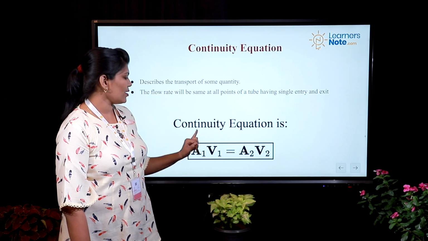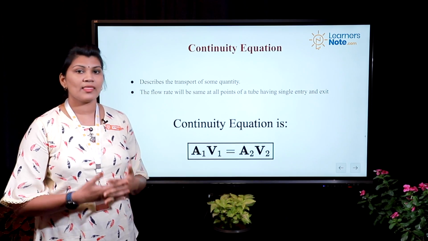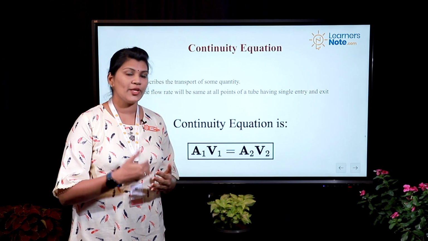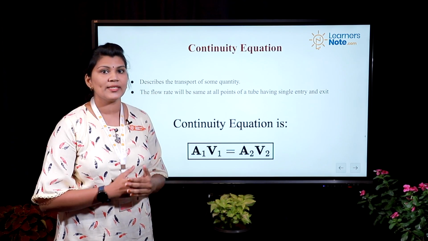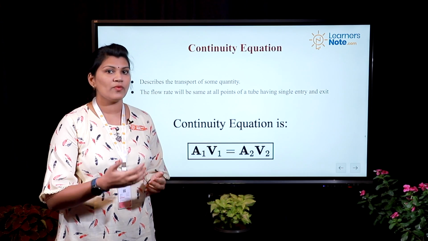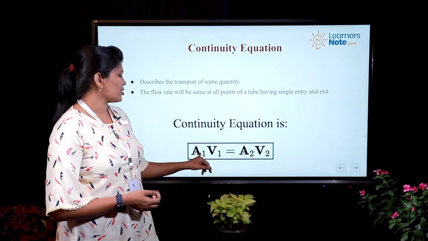Okay, this A1V1 and A2V2 will represent the quantity, that is, the mass of liquid that flows from portion 1 to portion 2 in unit time. The time can be 1 second or 1 minute, etc. Okay, so this is the continuity equation.